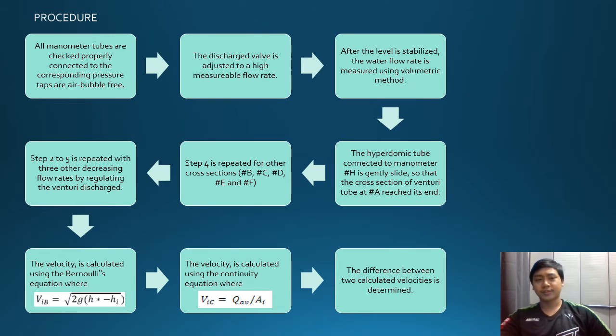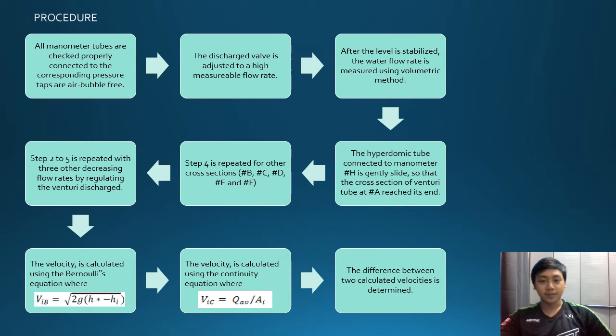So what is the procedure actually? The manometer tubes are checked to be properly connected to the corresponding pressure taps to make sure they are free of air bubbles. The discharge valve is adjusted to the highest measurable flow rate. After the water level is stabilized, the water flow rate is measured using a volumetric method. The hypodermic tube connected to a manometer is gently slid so that the cross-section of the venturi tube at A will reach its end. Step 4 will be repeated along the other sections.